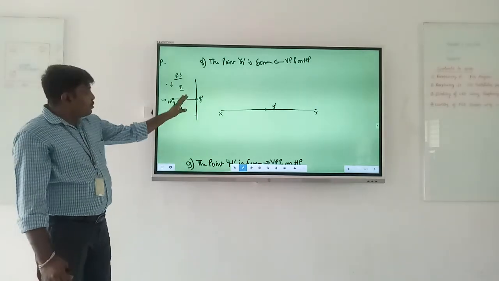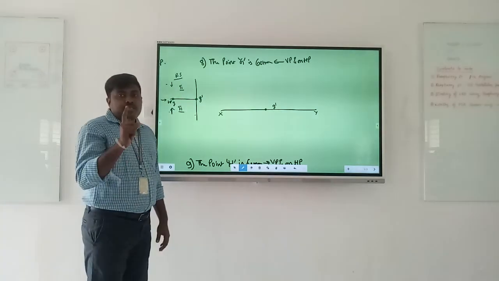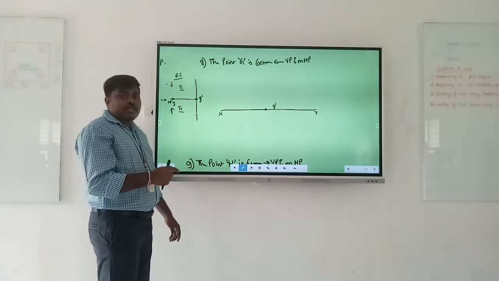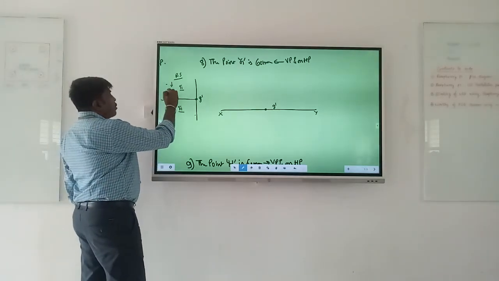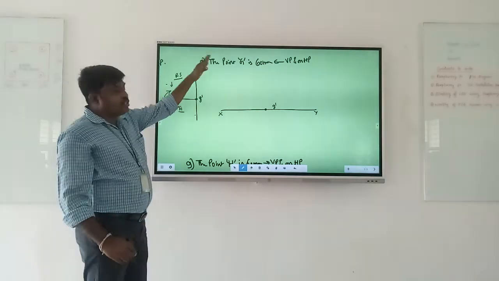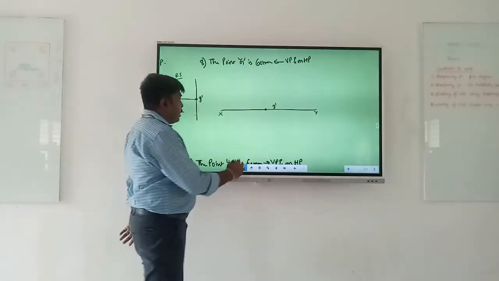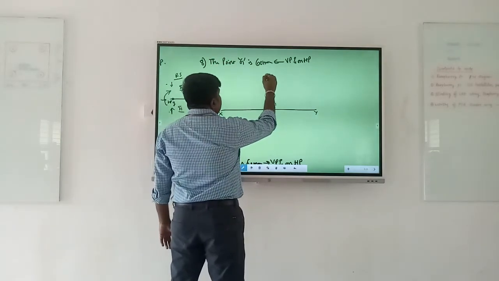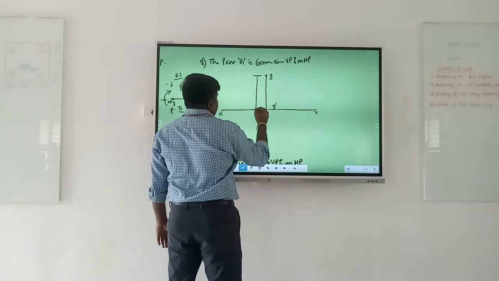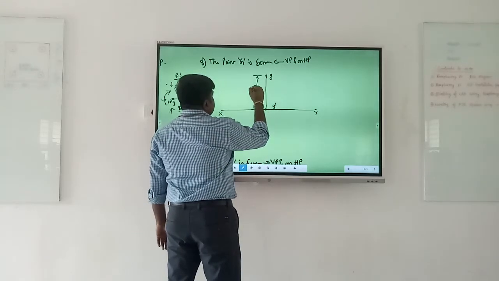Most of them, what will they do? They will do it like this and they will stop. Please understand, HP plane should be rotated clockwise 90 degree. So when I rotate HP plane clockwise 90 degree, what will happen to your G? It will go above the line. So write G point above the line, and what is the distance of that? The distance is 60 mm.